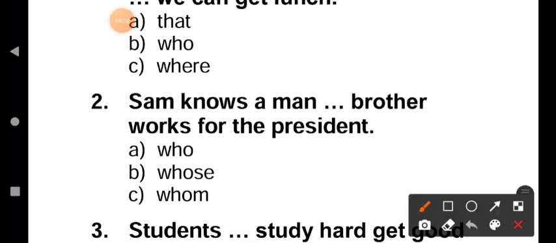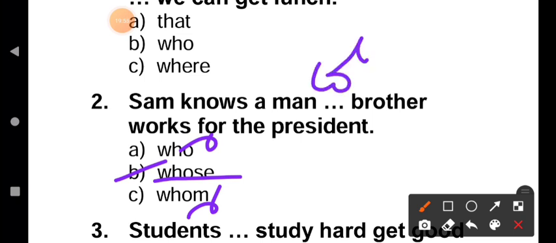Sam knows a man. A man, it is easy. Sam knows a man. That means the next, his brother works for the president. His is possessive case. Sam knows a man whose brother, not whom and who. Whose, we should write whose brother, whose means possessive. Sam knows a man whose brother works for the president.